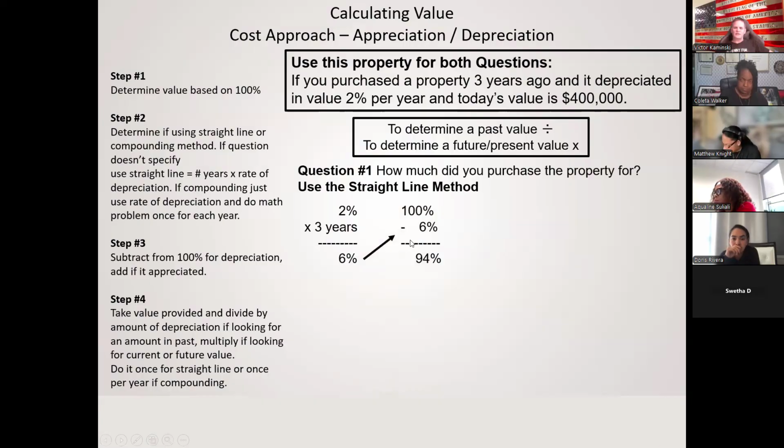Starts with 100%. It depreciated, so we're going to subtract. If it appreciated, you would have added. So we're subtracting 6%. That gives us 94%. Today's value is $400,000. So are we trying to figure out a value in the past or a future value? The past. So we're going to divide. So we take the current value of 400,000, divide it by 0.94, and then we get our answer.